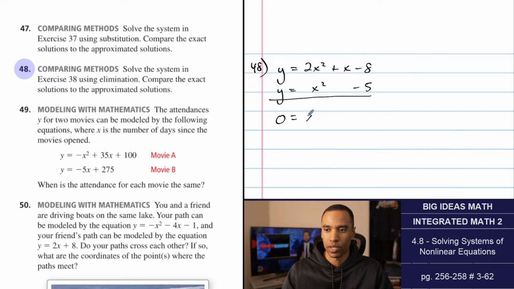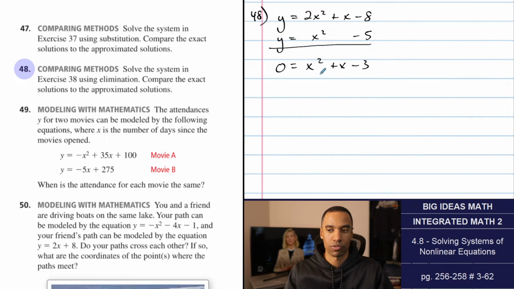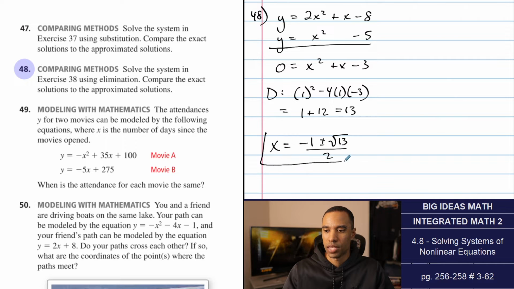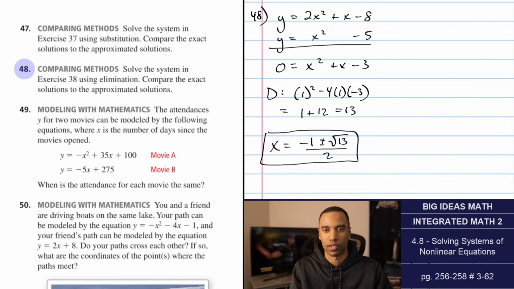Subtract, we get 0. We get 1x squared. We get a plus x and minus 3. Negative 8 minus negative 5. So I think this is the one where I said, oh, let's solve using another method. Well, now's that time. Discriminant, b squared minus 4ac is 1 plus 12, which is 13. So your quadratic formula here, x equals negative b, negative 1, plus or minus root 13, all over 2a. There's the exact, the approximated. Let's go to the calculator, just make sure we got the same answers. But, I mean, that was a lot faster, right?